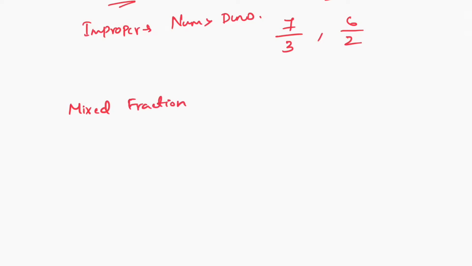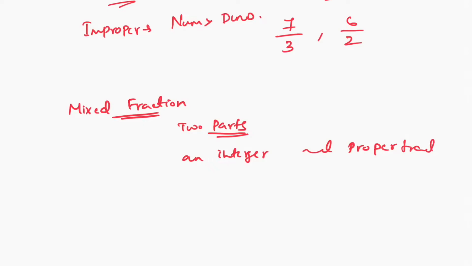Next one is mixed fraction. I'm just going through this; you've already learned all this. What is a mixed fraction? It has two parts. The meaning of mixed is a mixture of two things. It has an integer and a proper fraction. So a mixed fraction will always have an integer and a proper fraction.